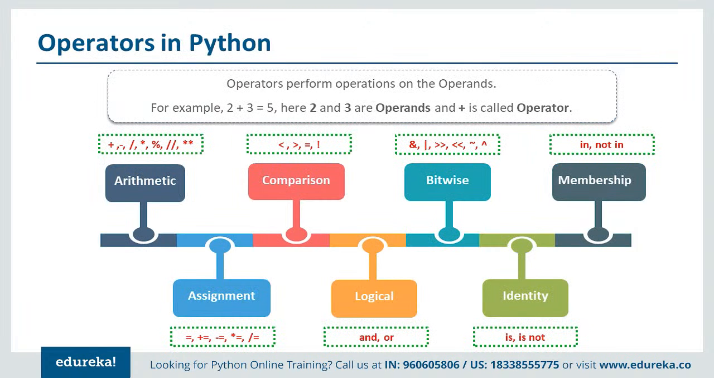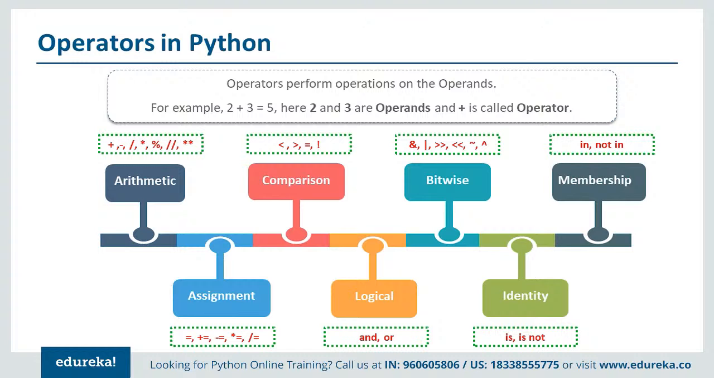So, operators in Python. An operator performs various kinds of operations on the operands. Operands are the actual variables or values on which we are trying to perform some operation. For example, if you are doing 2 plus 3, which is equivalent to 5, here 2 and 3 are the operands on which our operation is happening, and the plus or addition symbol is known as the operator.